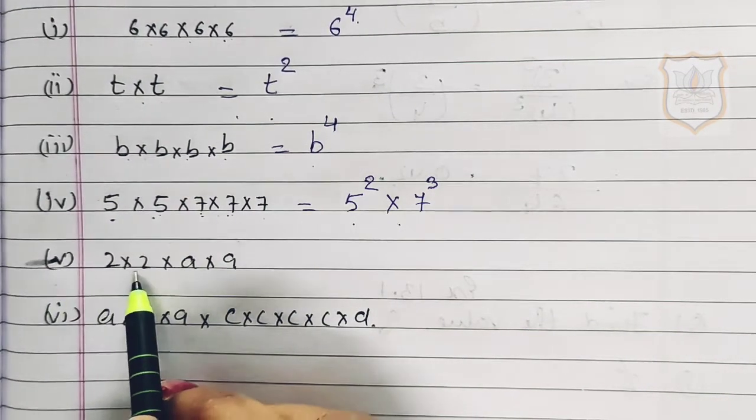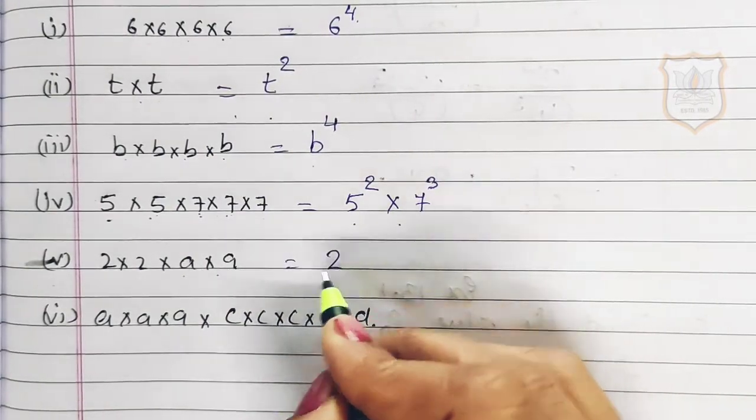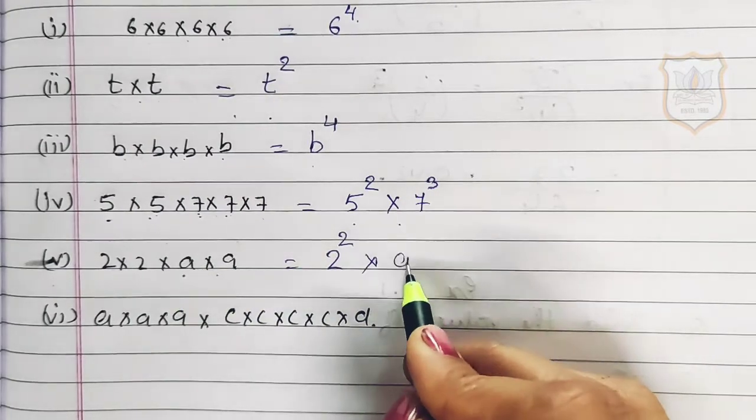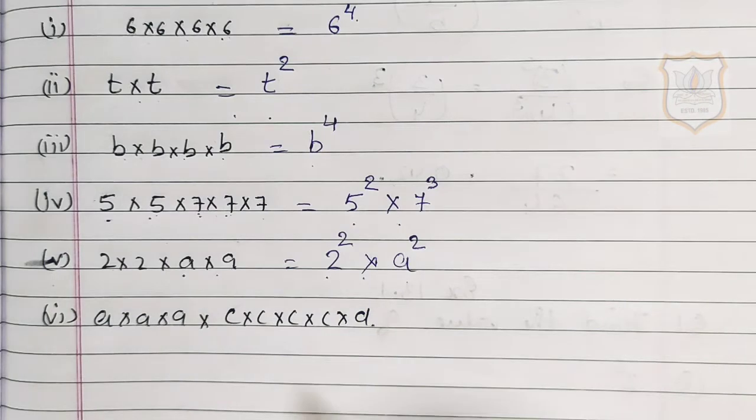Fifth one, 2 multiplied by 2 multiplied by a multiplied by a. Now here 2 we have written 2 times, so 2 raised to 2 multiplied by a is also written 2 times. So the answer is 2 raised to power 2 multiplied by a raised to power 2.